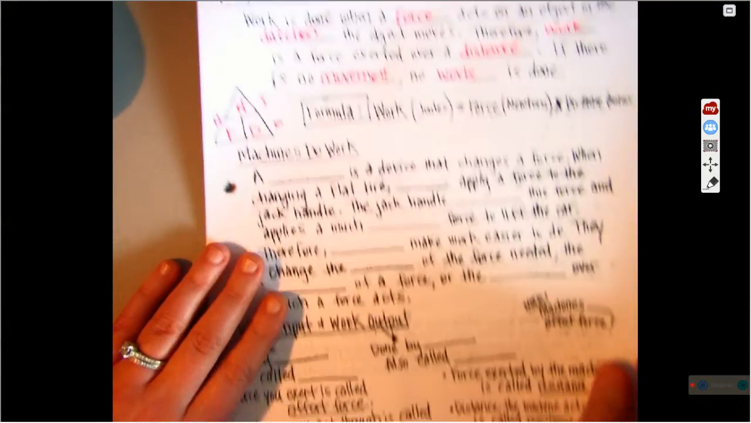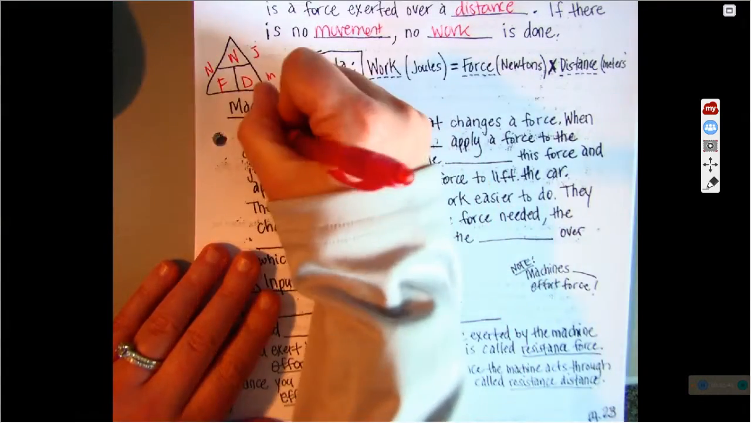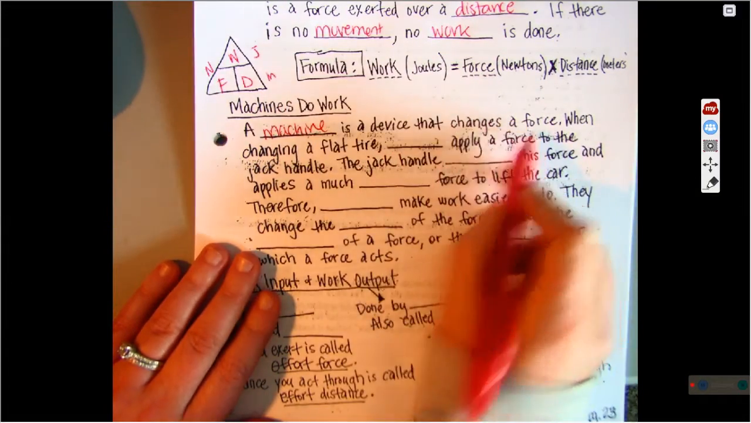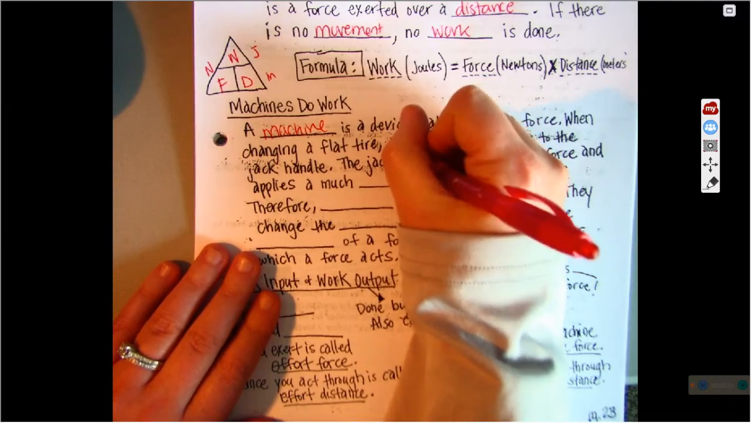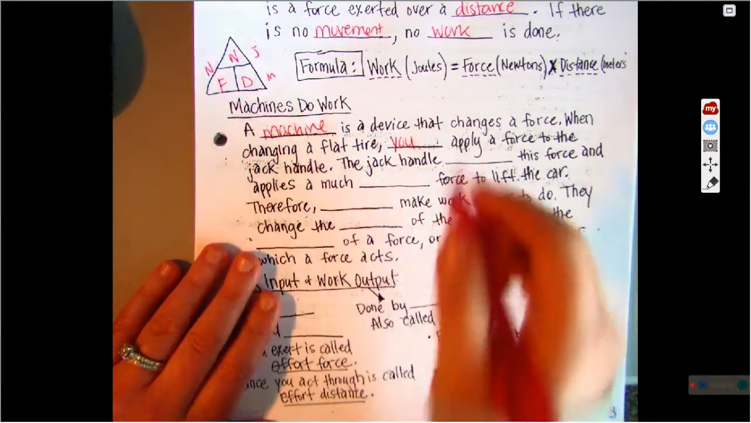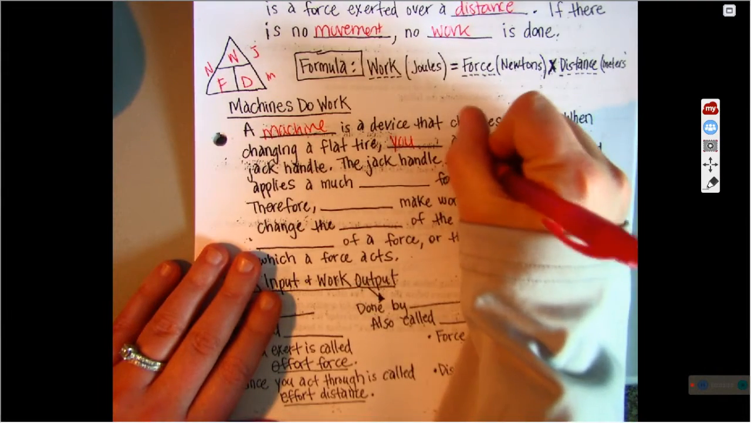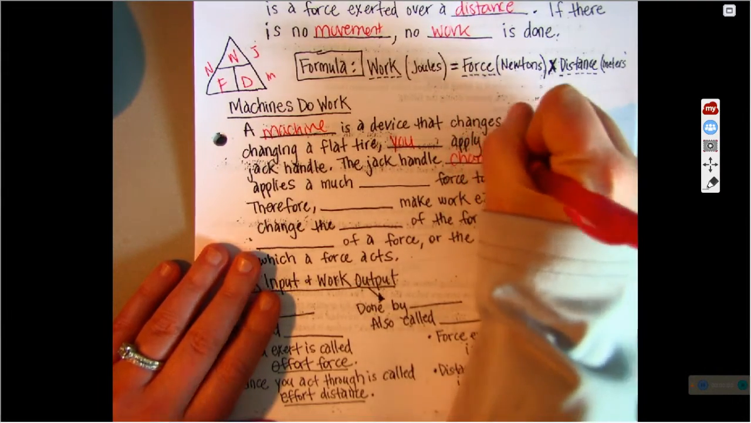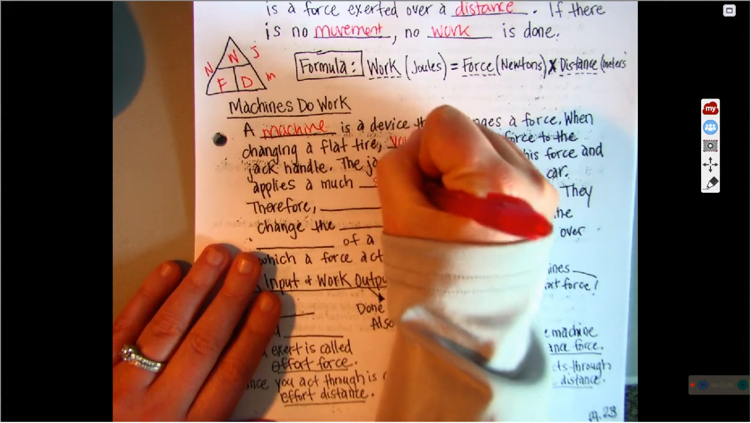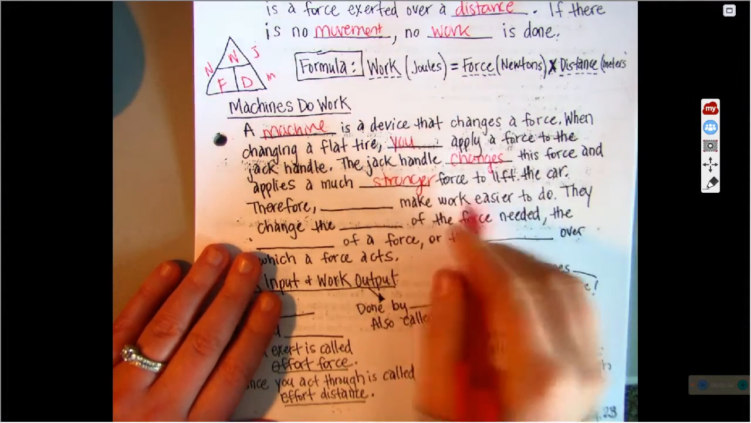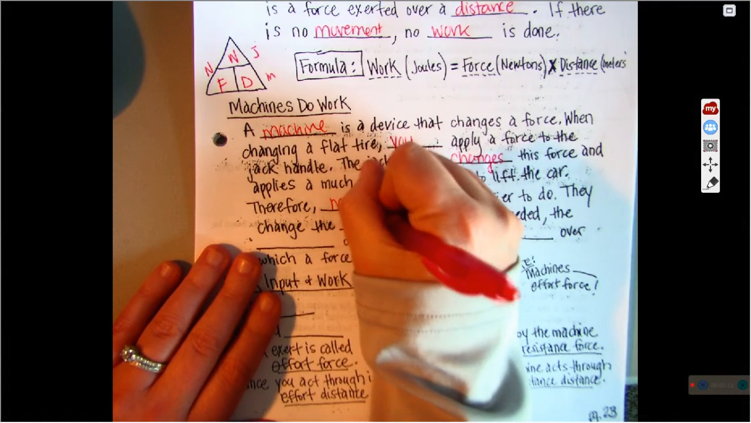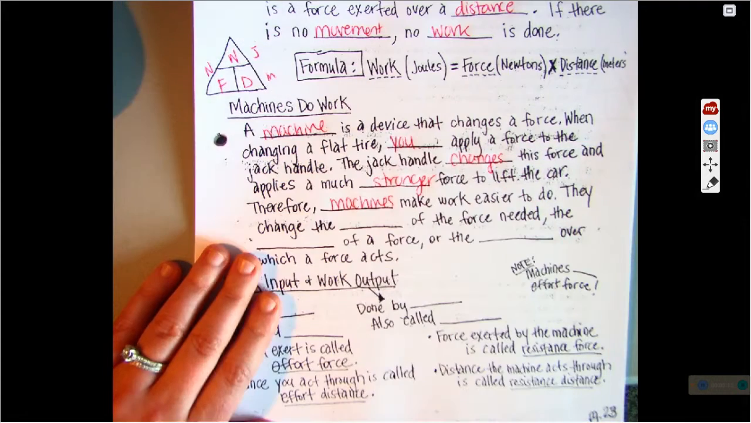Okay? So machines. A machine is something that makes your life easier. It's a device that can change a force. So when changing a flat tire, you are the one who applies the handle or the force to the jack. The jack handle changes this force and applies a much stronger force to lift the car. Therefore, machines make work easier to do.